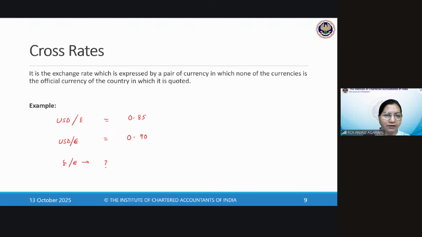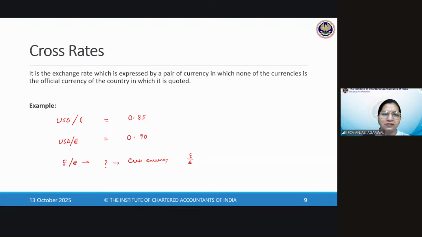But you want to find out the price of pound against euro, right? How will you find out? To find out this, you need the cross-currency rate. Why? Because it is expressed by a pair of currencies, but none of the pairs is the official currency of the country in which it is quoted. So how will we find the cross-currency rate? So what do we want? We want pound by euro.